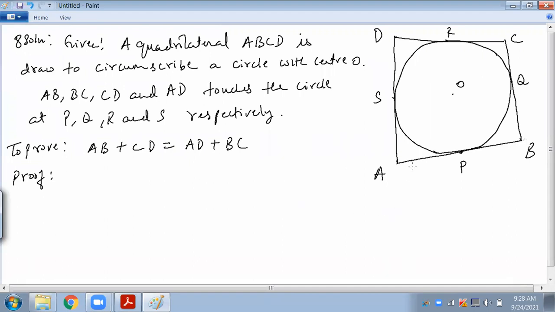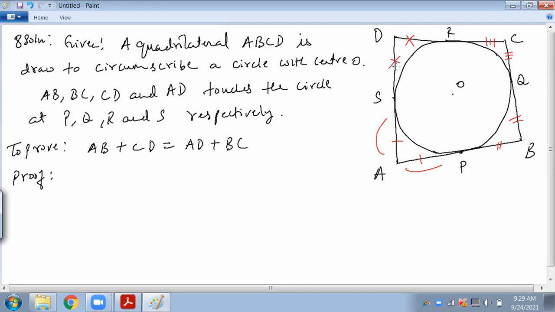Now, if you look at the figure, it is very important. We're going to use the theorem that tangents from the same external point are equal. From A we have two tangents, AP and AS, so these two tangents will be equal. Again, from B we have two tangents, so they will be equal. From C we have two tangents, so they will be equal. Likewise, from D we have two tangents, DR and DS, so they will be equal.